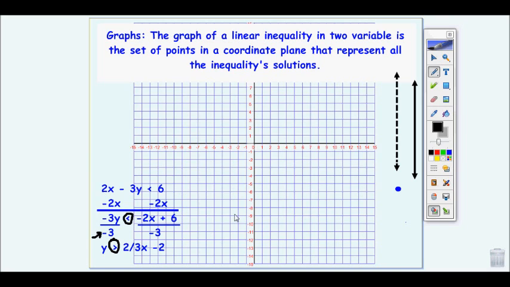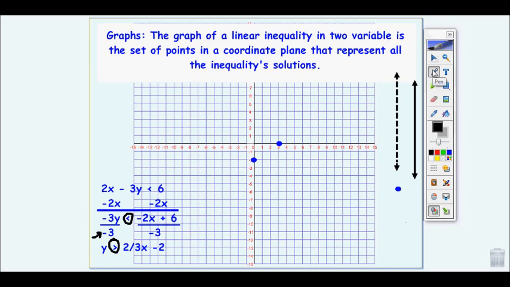Now we're going to go to the skills that we've learned about graphing linear equations. I'm going to go to the y-intercept first, which is negative 2. There is my first point, and now I'm going to apply my slope, 2 over 3. That means I'm going to rise 2 and run 3. I'm going to make sure that I label my points before I show you the next part.